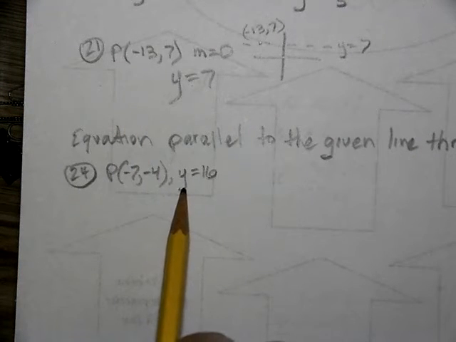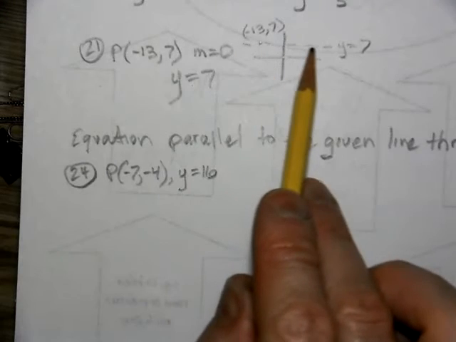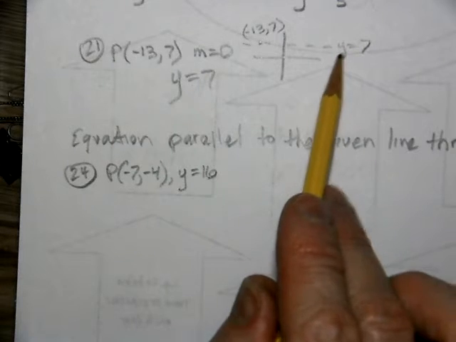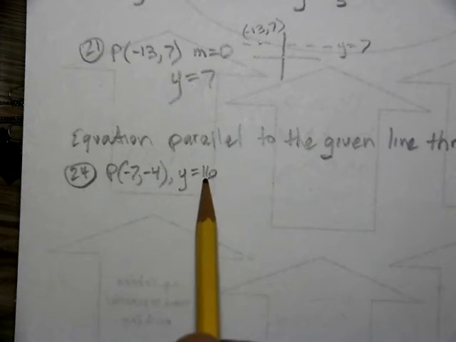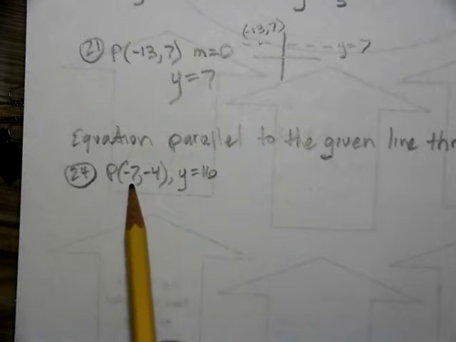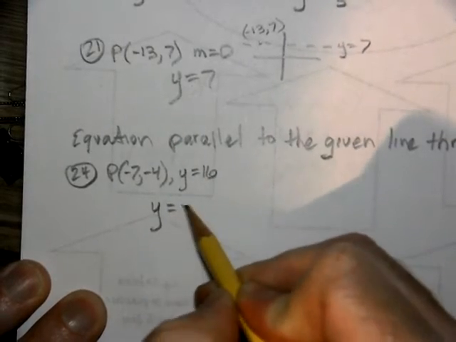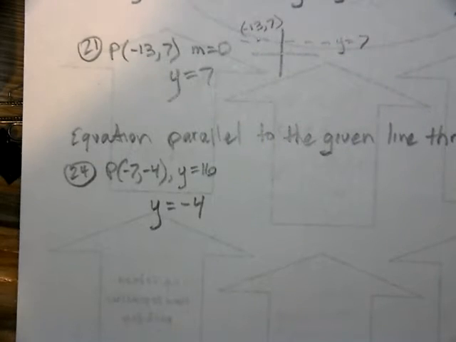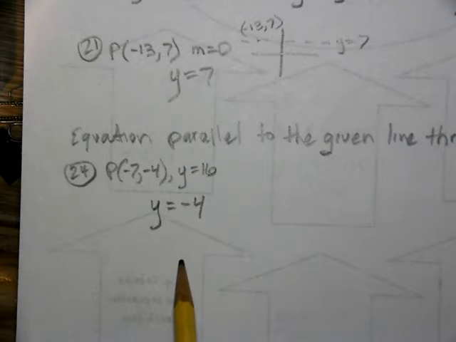We know that we're going to have a horizontal line. So we're going to have a line that goes right to left. It's crossing up at 16. It has a 0 slope. We need a line that's parallel to that to go through this point. So our new line has to be at negative 4. These two lines will be parallel, and our new line goes through that point.